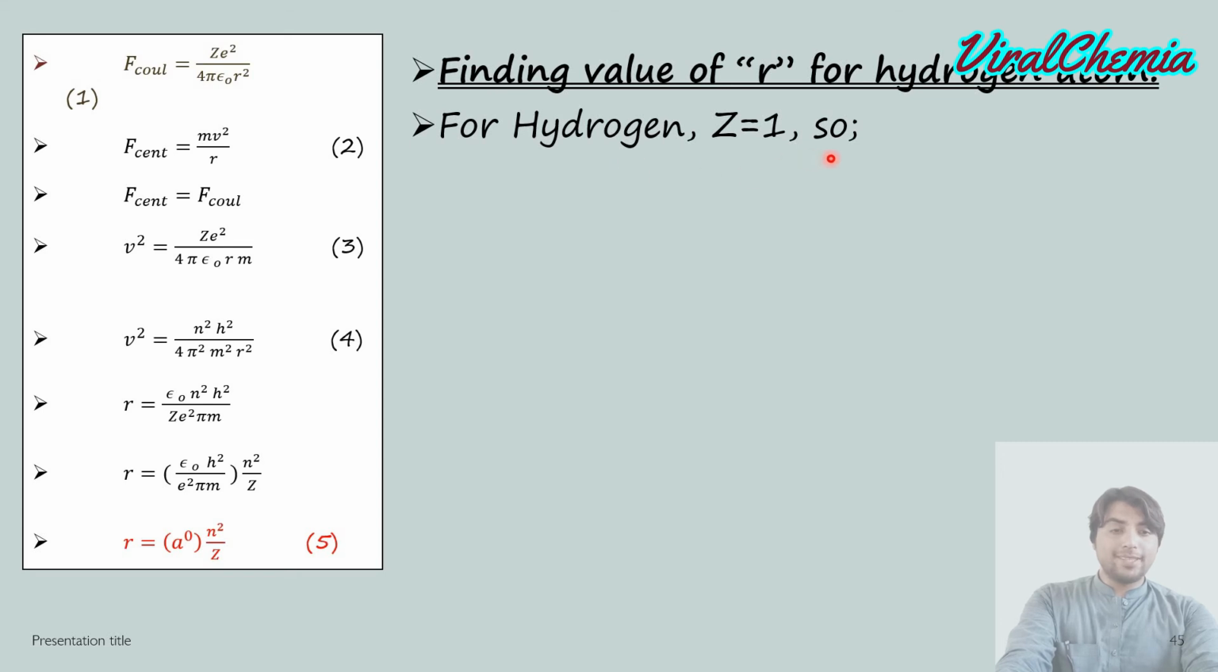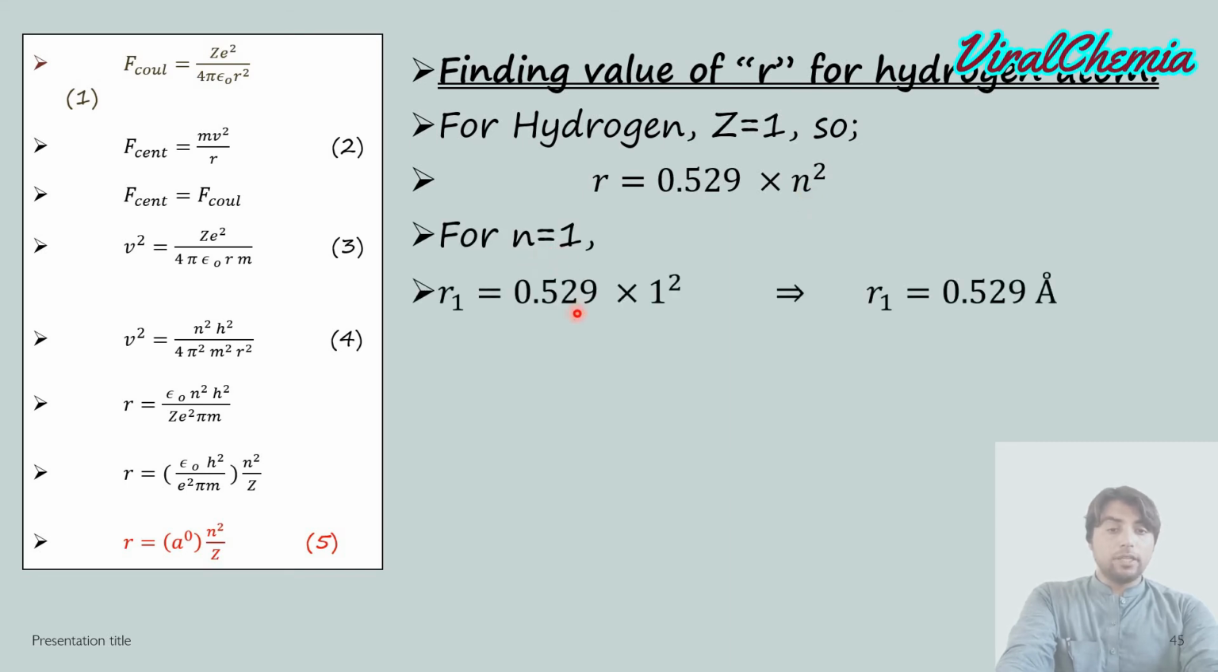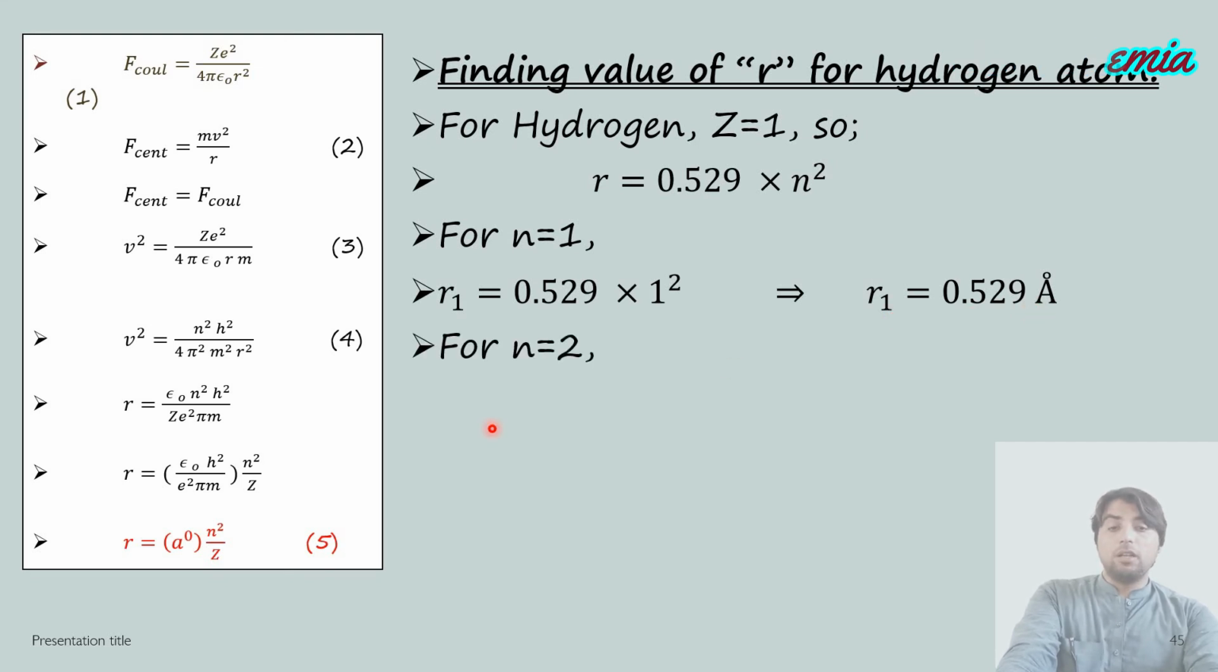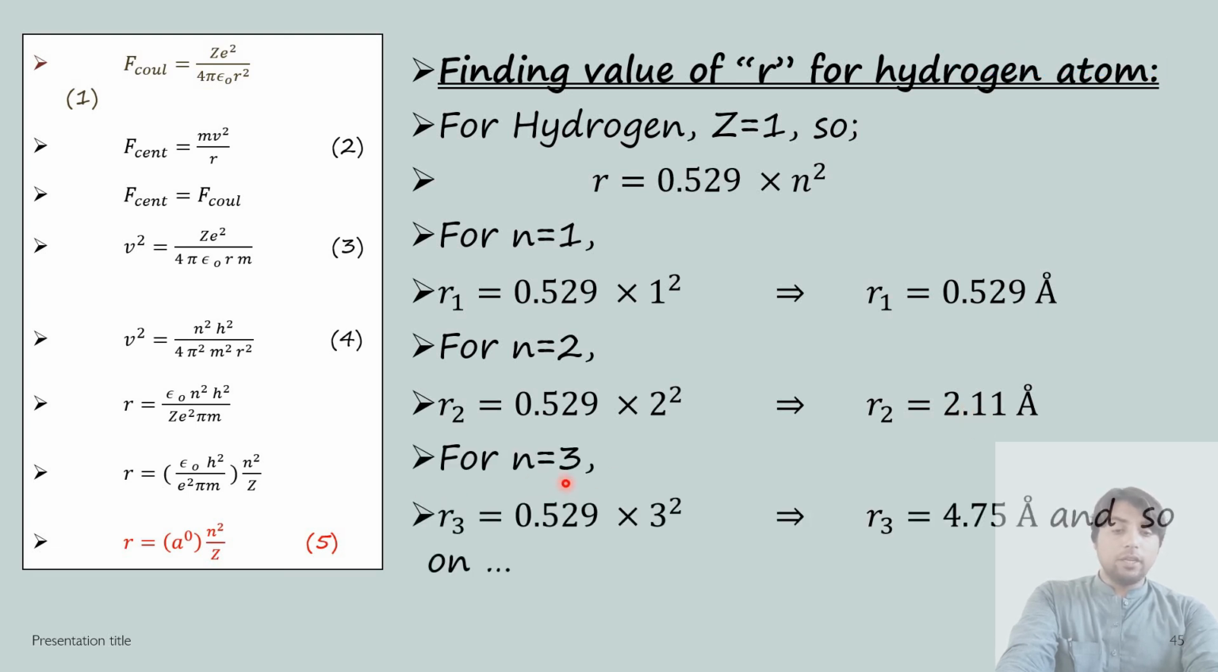As you know, for hydrogen Z is equal to 1, so r equals 0.529 multiplied by n square. If you have to find the radius of the first shell, then just put 1 in place of n, and you will get 0.529 angstrom as the radius of the first shell. For the second shell, it will be 0.529 multiplied by 2 square. 2 square comes out to be 4, and 4 multiplied by 0.529 equals 2.11 angstrom. Similarly, for the third shell, it will be 4.75 angstrom, and so on.